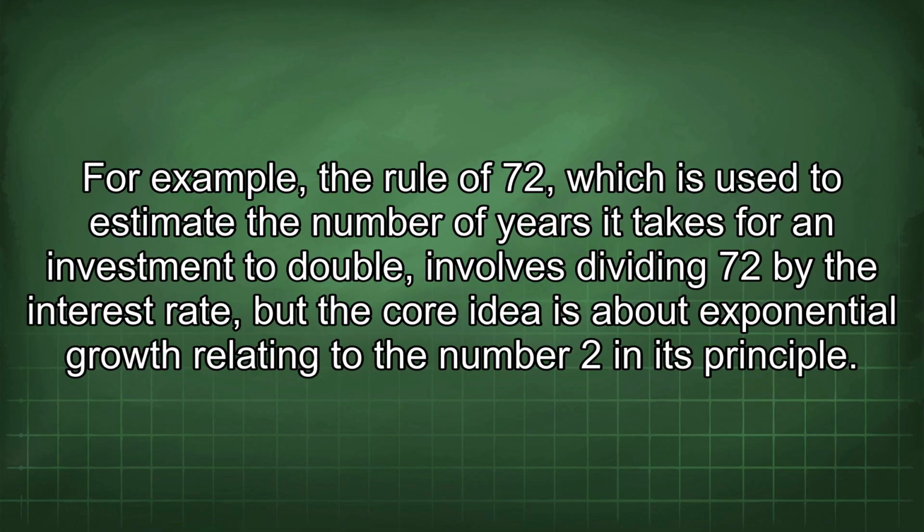For example, the rule of 72, which is used to estimate the number of years it takes for an investment to double, involves dividing 72 by the interest rate, but the core idea is about exponential growth relating to the number 2 in its principle.